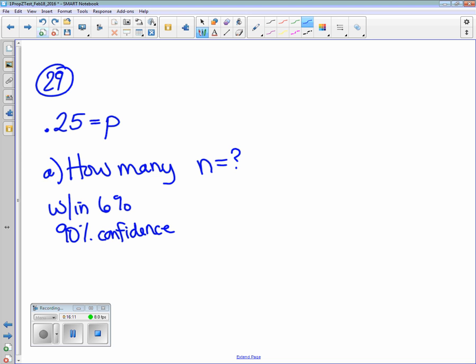Yeah, 0.06. So within 6% does refer to the margin of error, okay? And so the margin of error, we want it to be within 6, so less than or equal to 0.06. Would you agree with that? Okay, all right. 90% confidence, what information does that tell us we need to use?